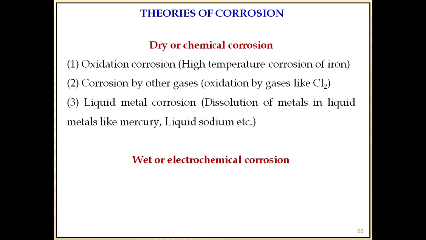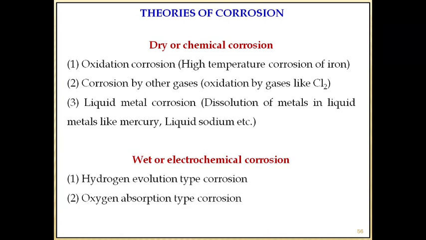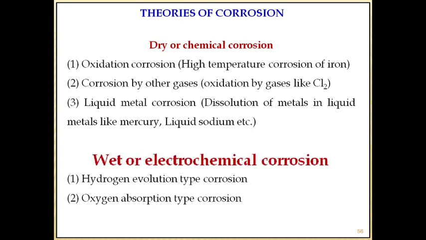Then the second is wet or electrochemical corrosion. It is classified into two: hydrogen evolution type corrosion and oxygen absorption corrosion. In the syllabus, you have to study wet or electrochemical corrosion. So in the coming session, I will be focusing only on wet or electrochemical corrosion.